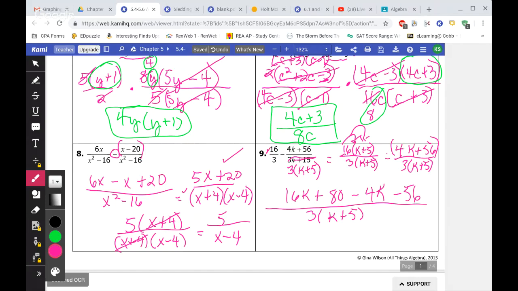Okay? All right, so now we're going to combine like terms. So that's 16k minus 4k. So that's going to be 12k. And then 80 minus 56 is plus 24. Wait, 80 minus 56 is 24. Yeah. 24. Okay. All right. All over 3 times k plus 5. So I can factor out a 12 at the top.